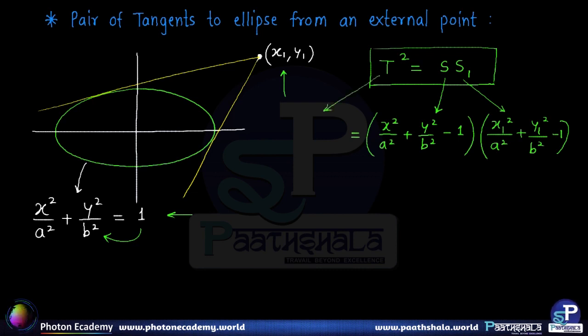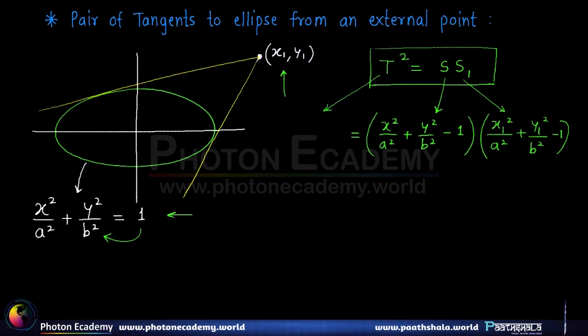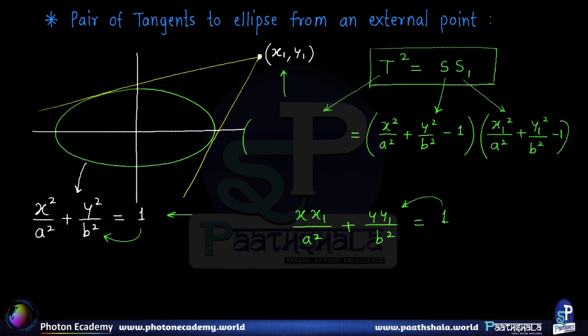So T equals the equation of the tangent to the ellipse in general form, and in that also we want 0 on one side. Now if you recollect, the equation of the tangent was xx1/a² + yy1/b² = 1. So clearly, bringing 1 to the left hand side, we get the expression as xx1/a² + yy1/b² − 1.